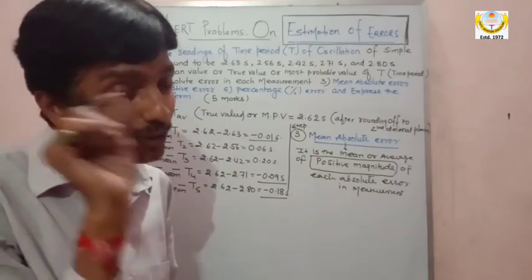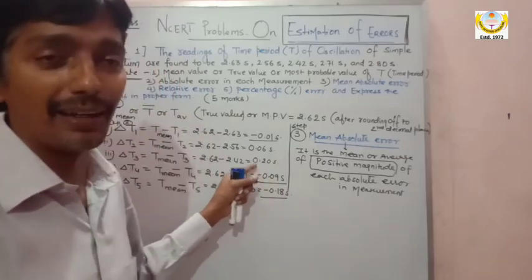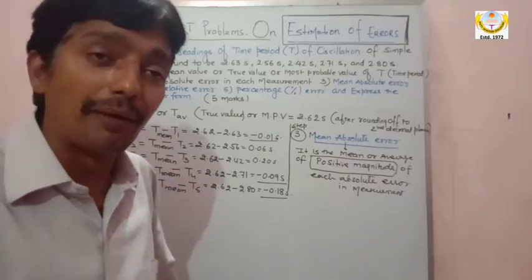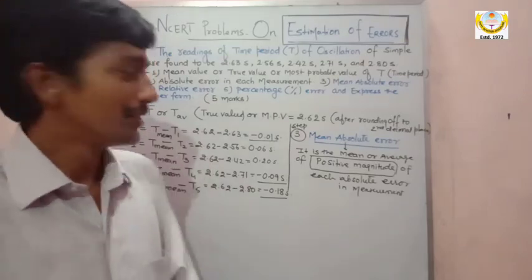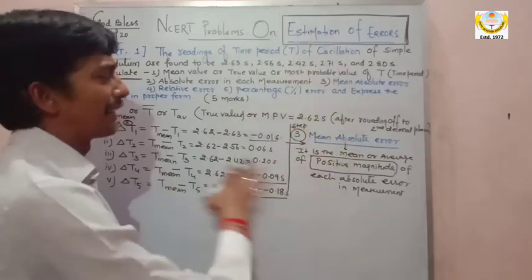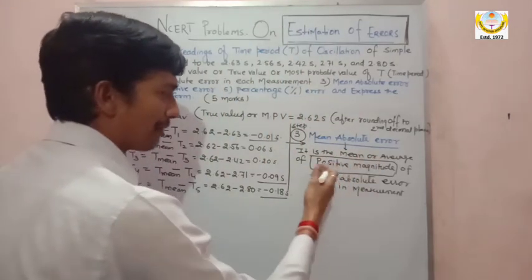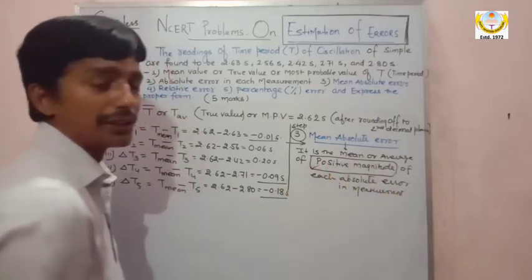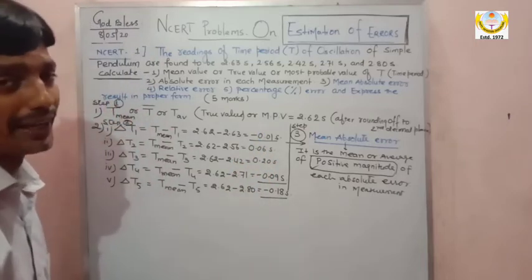But there is one rule, one criterion. Those that are negative, you have to express in positive magnitude by putting a mod. I hope this is a brilliant concept under this entire question which is asked. So it is a mean or average of the positive magnitude of each absolute error. Take care of the positive magnitude of each absolute error. So now I will express each absolute error in positive magnitude.